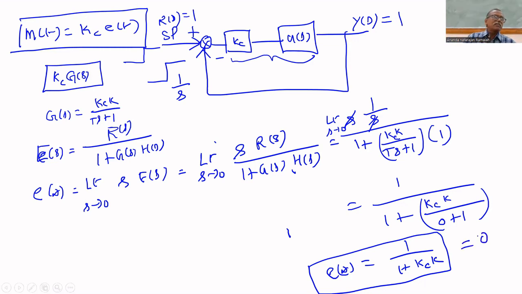What we are expecting is that after converting the on-off controller into a proportional controller, the error becomes 0. But that is not happening, because the expression for the steady state error E of infinity is 1 by 1 plus KcK. For what value of Kc does the error become 0?